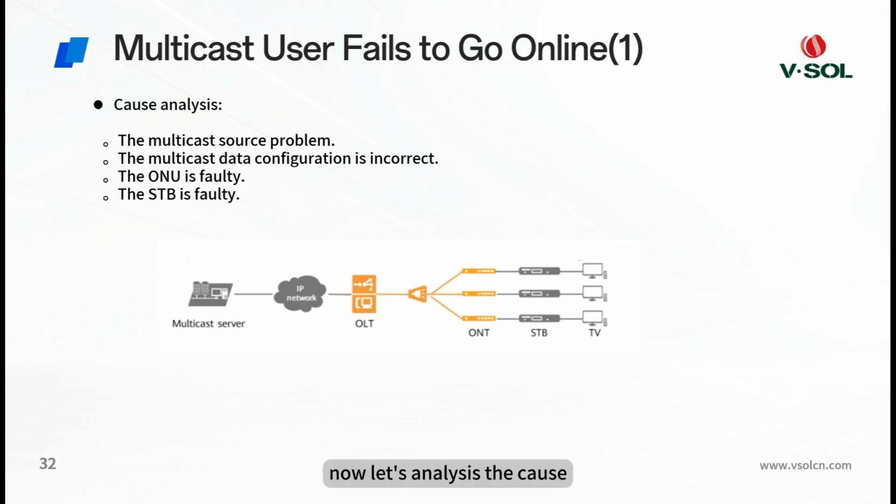Now let's analyze the cause. First, the multicast source problem. If the multicast source has some problem, the OLT and ONU will not receive the correct service. The client cannot play any video. Second, the multicast data configuration is incorrect. If the OLT or ONU configuration is incorrect, the service channel will not be able to transfer the data. And there is a certain chance that the ONU or STB is faulty.